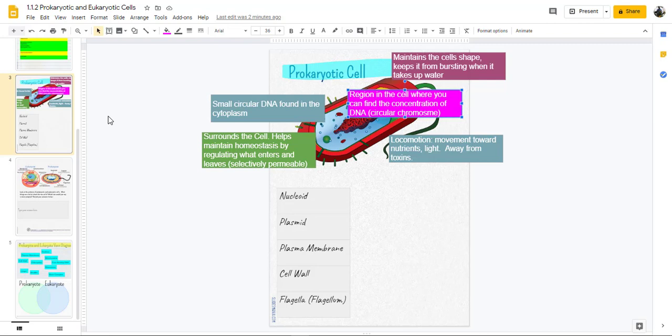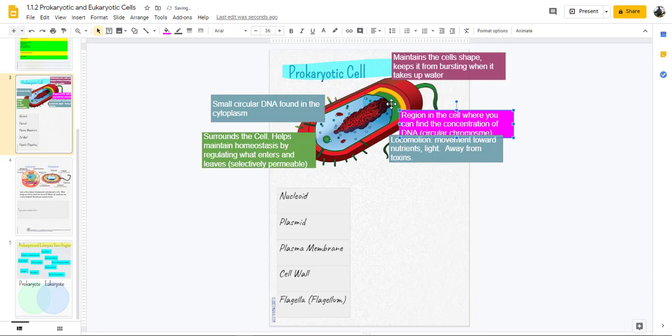But what I'm going to do is I'm going to talk about each one of these parts and just drag it down to its name. So I'll start with our prokaryote here. I've got this description, the region in the cell where you can find the concentration of DNA. So if you look at this cell, it's actually in here in the middle. Looks like a bunch of squiggly lines. It's a chromosome, so DNA that's been coiled up, and you could take that chromosome out of this prokaryotic cell and stretch it out, and it would be one circular chromosome.